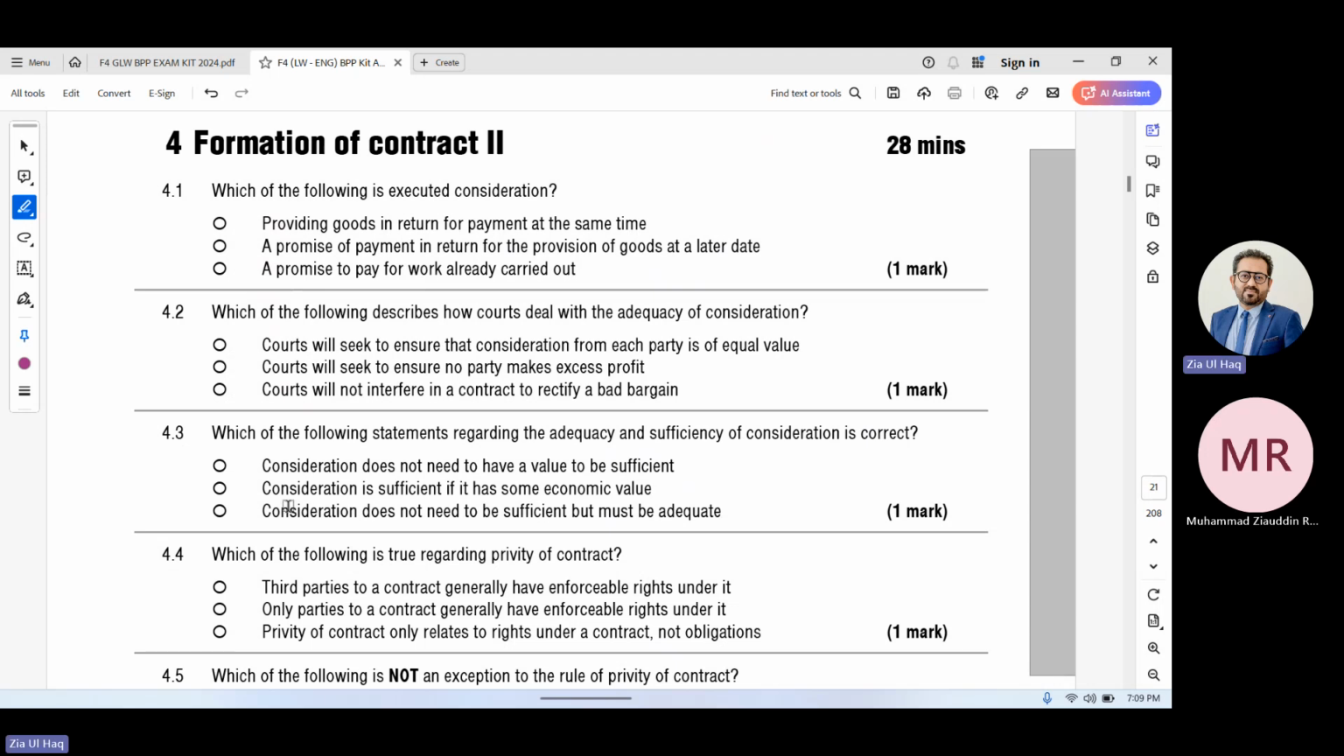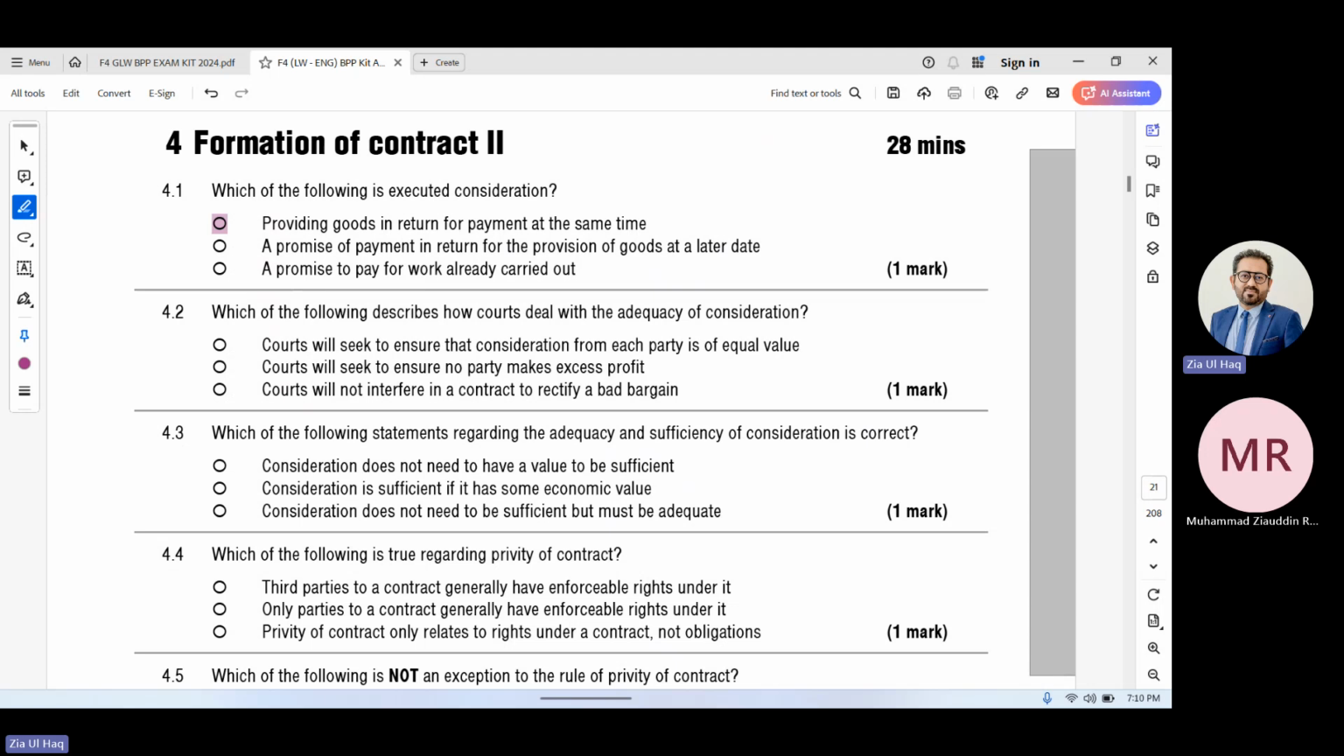If both parties are performing their promise at the same time, meaning they are giving and taking at the same time, that is executed consideration, at the time of making the contract. Executory, consideration will be paid in future. A promise of payment in return for the provision of goods at a later date, that is executory. A promise to pay for work already carried out, no, past consideration is not valid consideration. So option A. 4.2. Which of the following describe how courts deal with the adequacy of consideration?